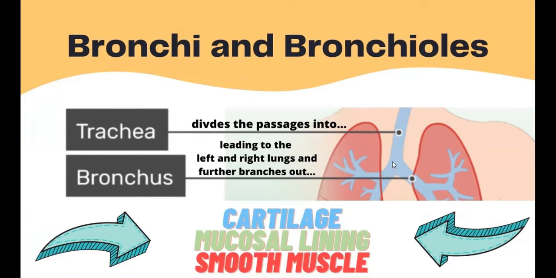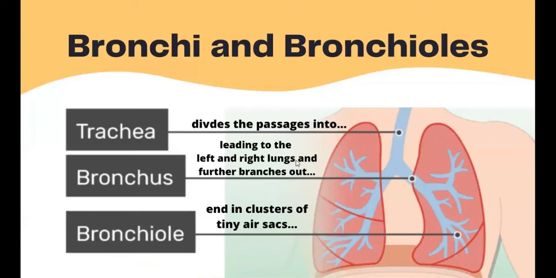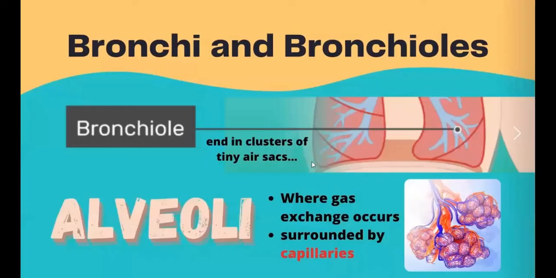Within the lungs, bronchi further branch out into smaller bronchioles. These bronchioles end in clusters of tiny sacs called the alveoli. The alveoli is where gas exchange occurs and is surrounded by capillaries. Let me give you an idea about what capillaries are. Among blood vessels, the arteries are the largest, then second would be the veins, and right after that is the smallest, what we call the capillaries.